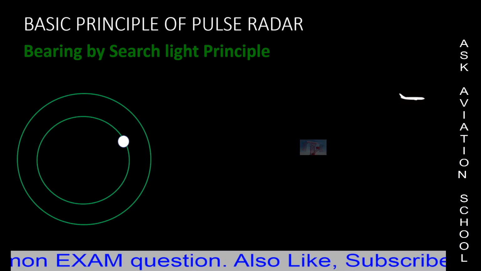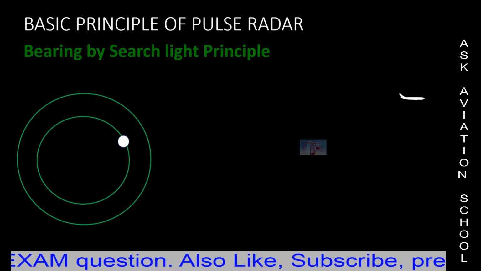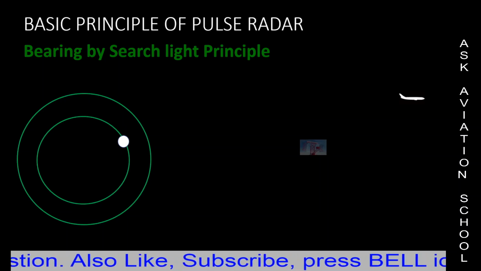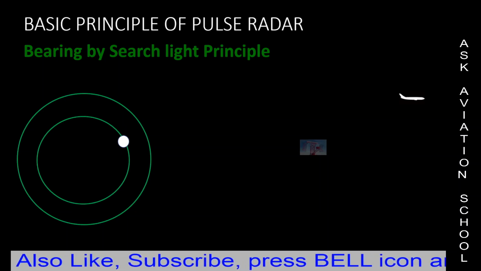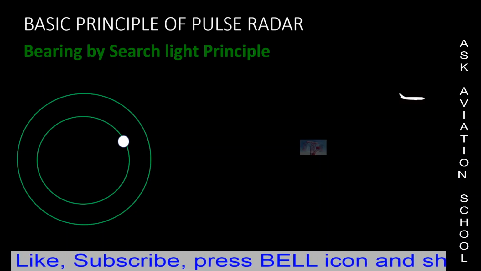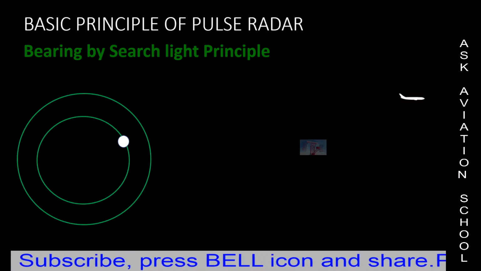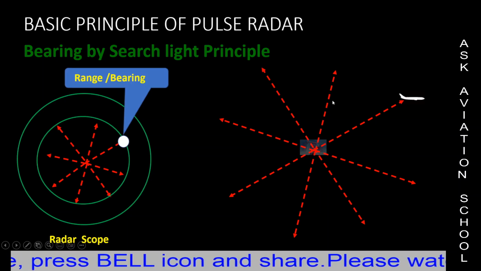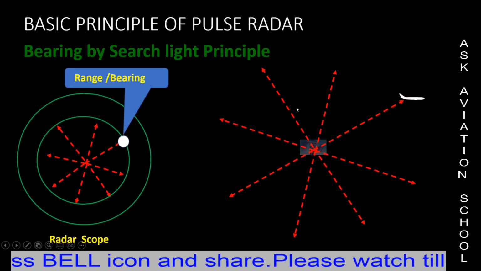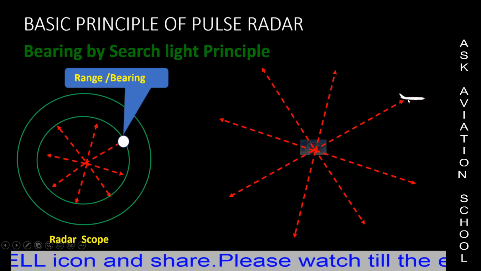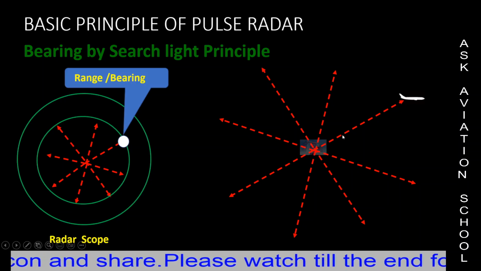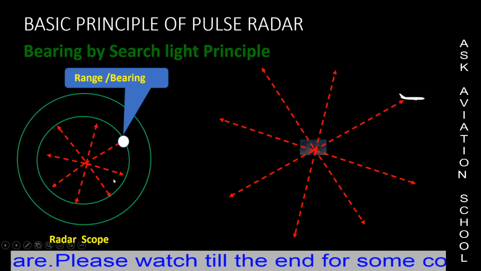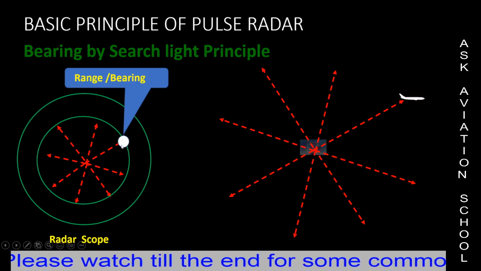So now coming back to the basic principle, we have talked about how we determine the distance or the range of the radar. Now, how is the direction determined? The principle is known as the bearing by search principle. This beam is continuously rotating clockwise. So whenever this beam falls onto the aircraft, it will be reflected back. The direction from where this reflection comes back is indicated as a dot on the scope of the radar.